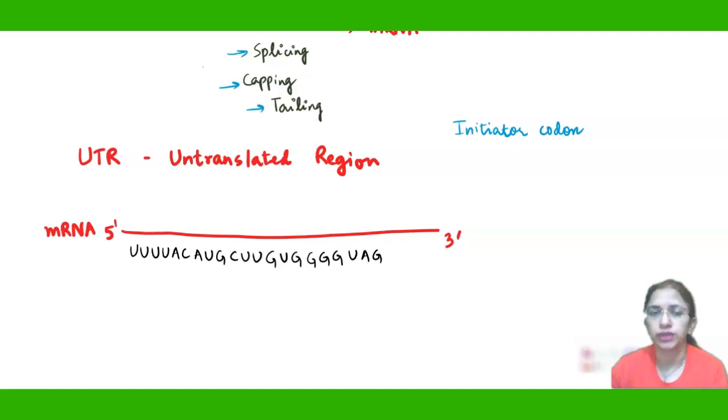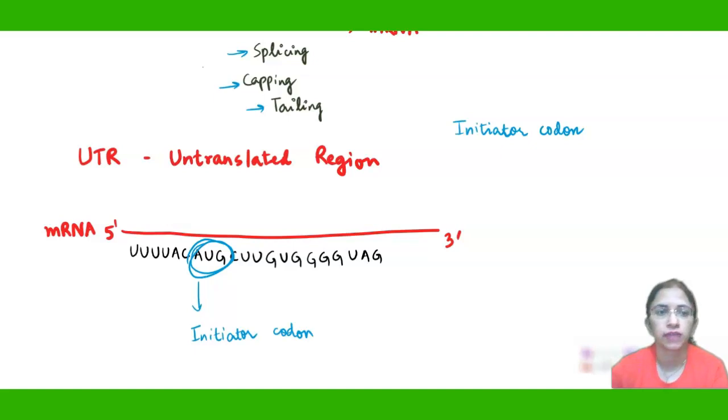To let you know here, the initiator codon is the one that will start the process of translation, because translation is going to happen in 3 steps: initiation, elongation and termination. So someone has to initiate. The initiator codon will do the initiation. So here we can quickly guess that this is AUG, and this always acts as our initiator codon, meaning the process of translation will start from AUG.